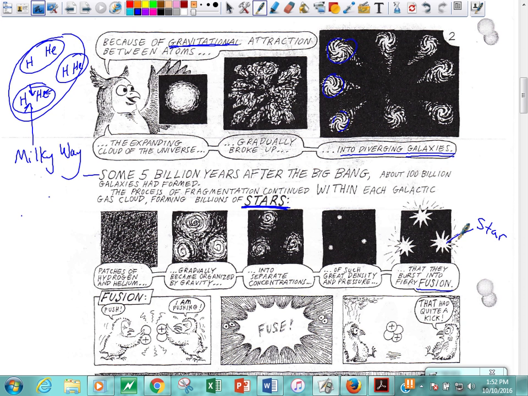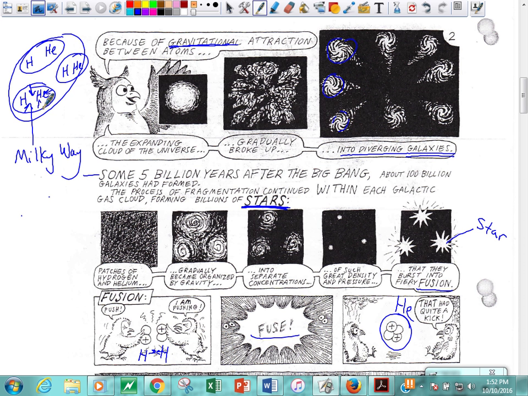Okay, so let's read the comic. It says here, fusion, push. He says, I am pushing. What are they pushing together, guys? One proton and one proton. What element is that? Hydrogen. Okay, they're trying to push them together. Fuse. So nuclear fusion happened. And then he says, that had quite a kick. How come they're blown backwards? Yeah, they formed helium. Does that release a lot of energy? Absolutely, and that kind of blew them backwards and blew them down. So that's how the stars were made.